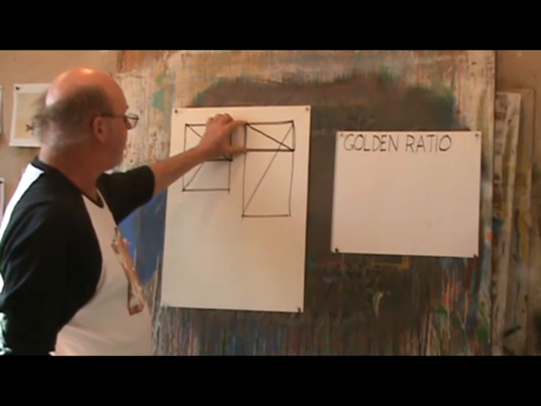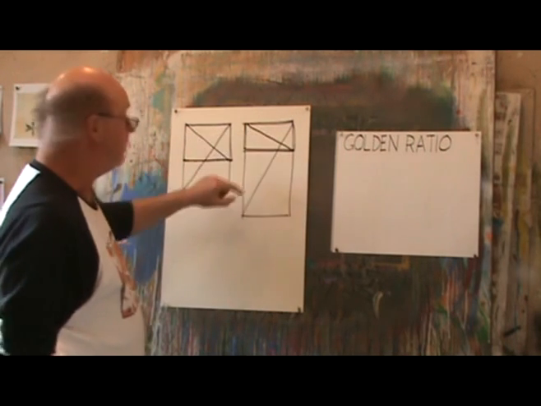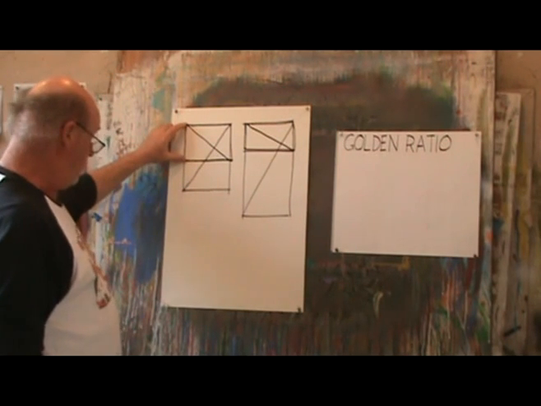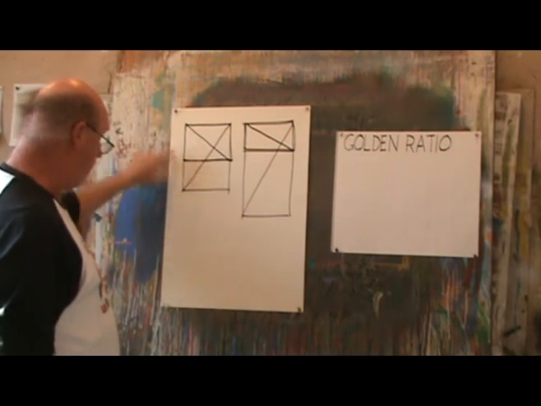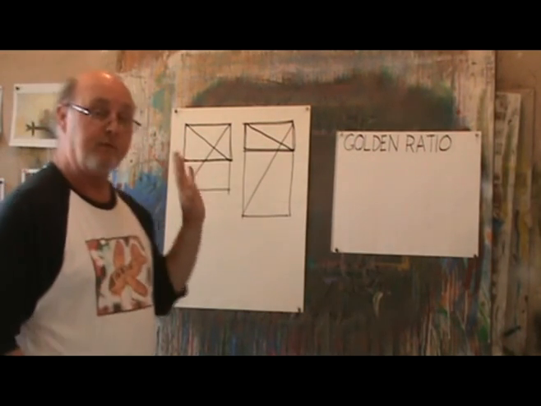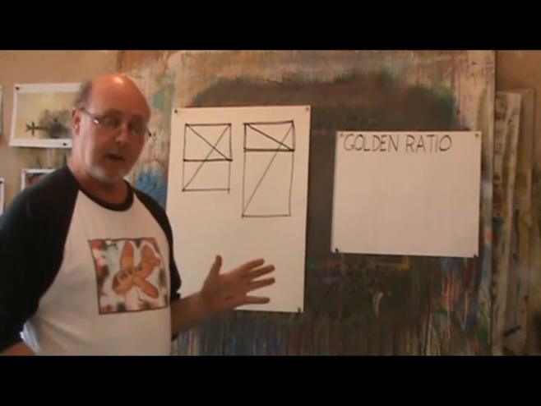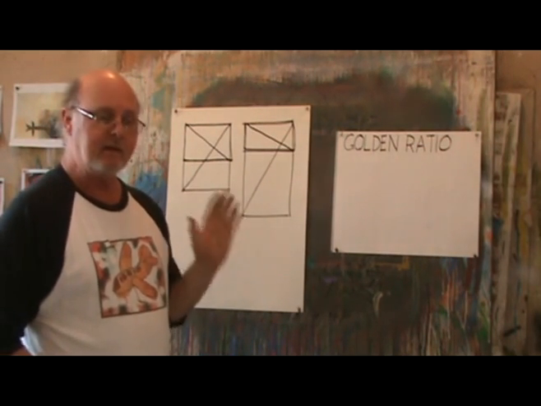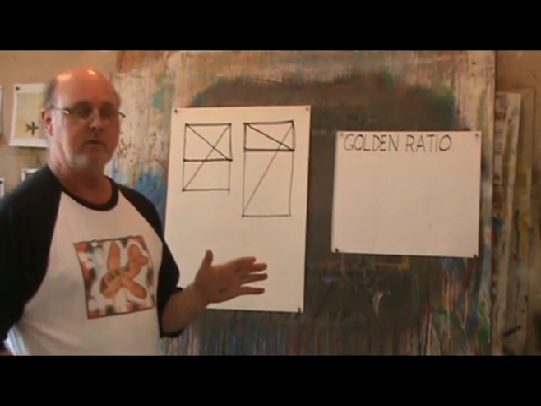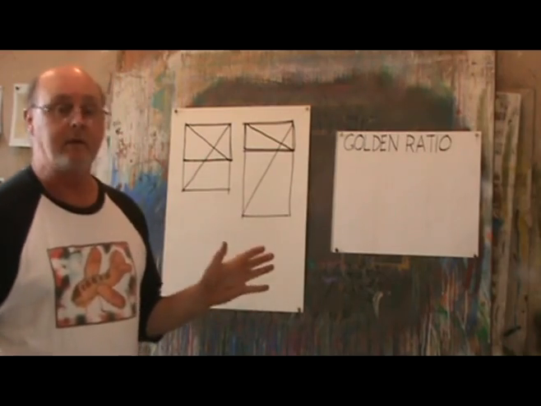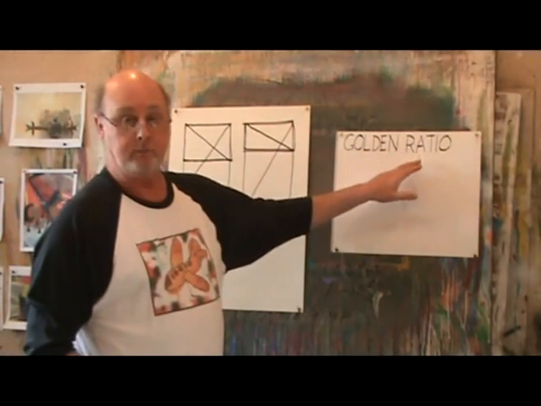which this smaller rectangle is the same ratio as the overall rectangle. Same thing happens here. This small rectangle is the same ratio as the overall rectangle. This is true of all rectangles. Now, there is one rectangle that has this quality plus an additional special quality that no other rectangles have, and that is the rectangle of the golden ratio.